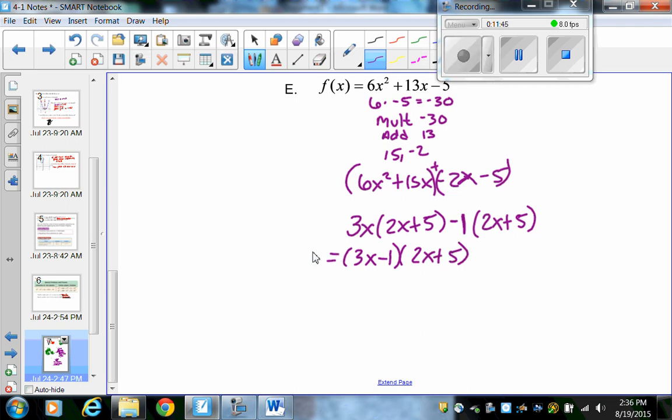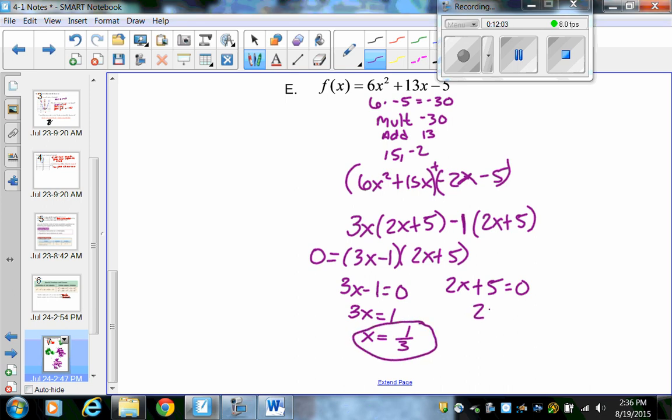And we're setting that equal to 0. So that tells me that 3x minus 1 equals 0, or 2x plus 5 equals 0. This tells me that 3x equals 1 and x equals 1/3. This tells me that 2x equals -5 and x equals -5/2.